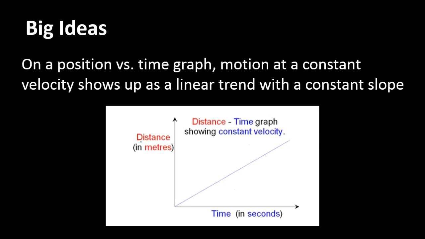We also looked at position versus time graphs, and motion at a constant velocity will show up on a position versus time graph as a straight line, a linear trend with a nice constant slope. So if you ever see a straight line on a position versus time graph, you know that object is moving along with a nice constant velocity.